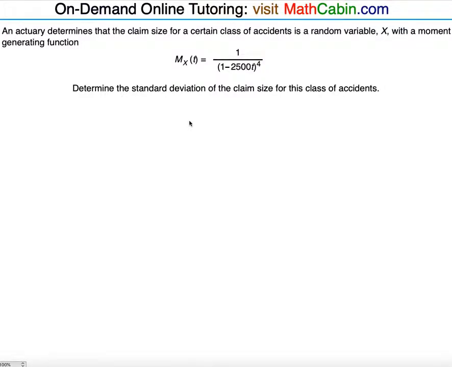An actuary determines that the claim size for a certain class of accidents is a random variable X with a moment generating function given below. Determine the standard deviation of the claim size for this class of accidents.